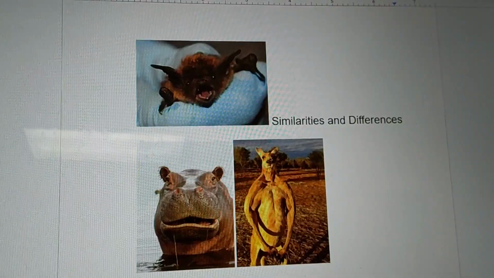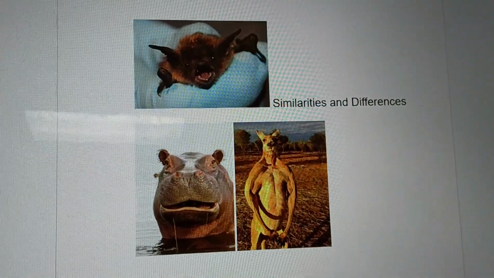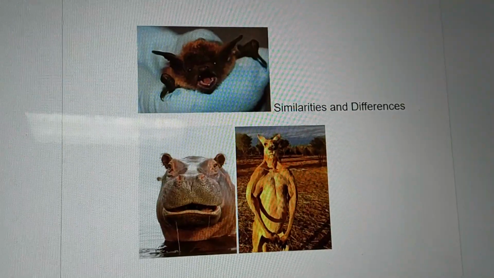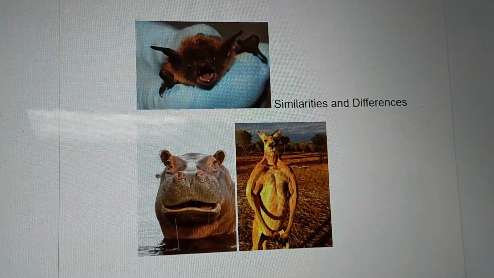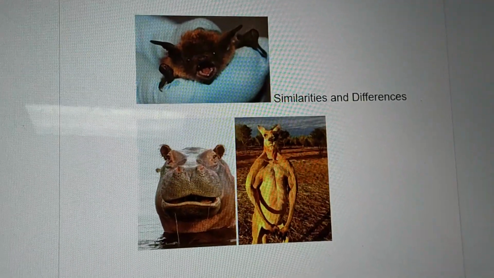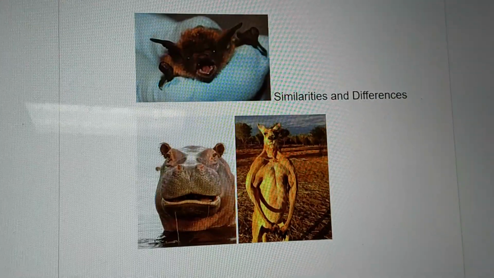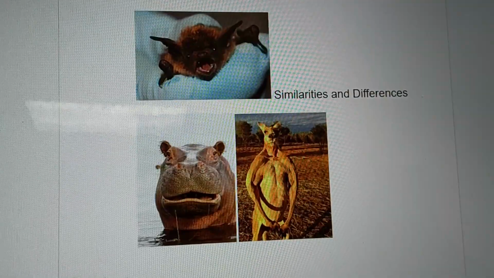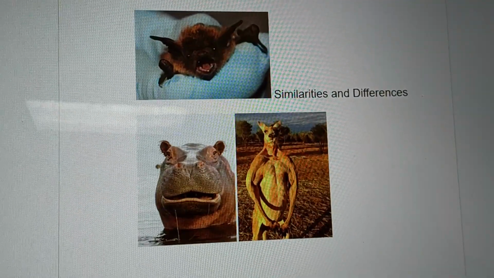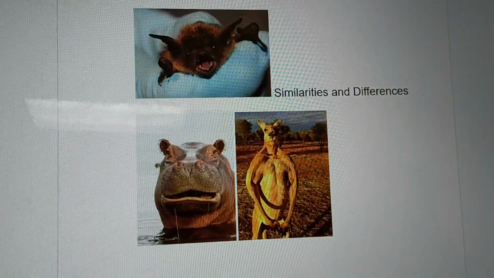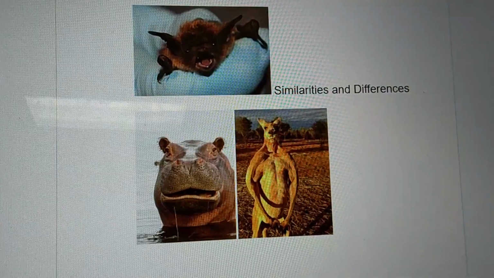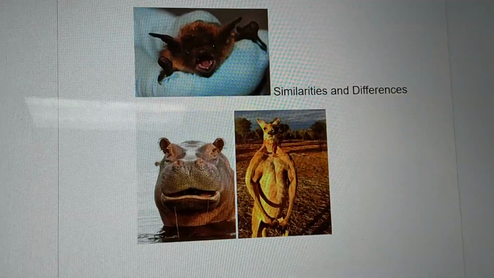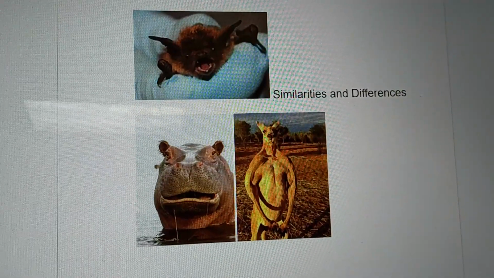So now we're going to discuss the similarities and differences between the carbon cycles of the little brown bat, the hippo, and the red kangaroo. So first of all, the red kangaroo and hippos both eat grasses, which means that they are primary consumers. This differs from the brown bat, but these two animals, the hippo and red kangaroo, are able to take in the producers' sugars, which in this case are the grasses, and convert them into carbon for their life cycles.